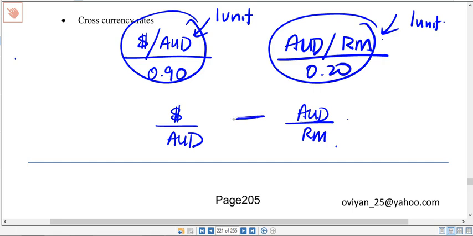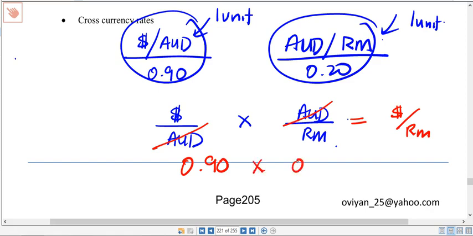What are you going to do? Divide or multiply? Multiply. The resulting answer will be in dollar to RM: 1 RM, so many dollars. So it's going to be 0.9 multiplied by 0.2, giving you an answer of 0.18. That's how we do the crossing.